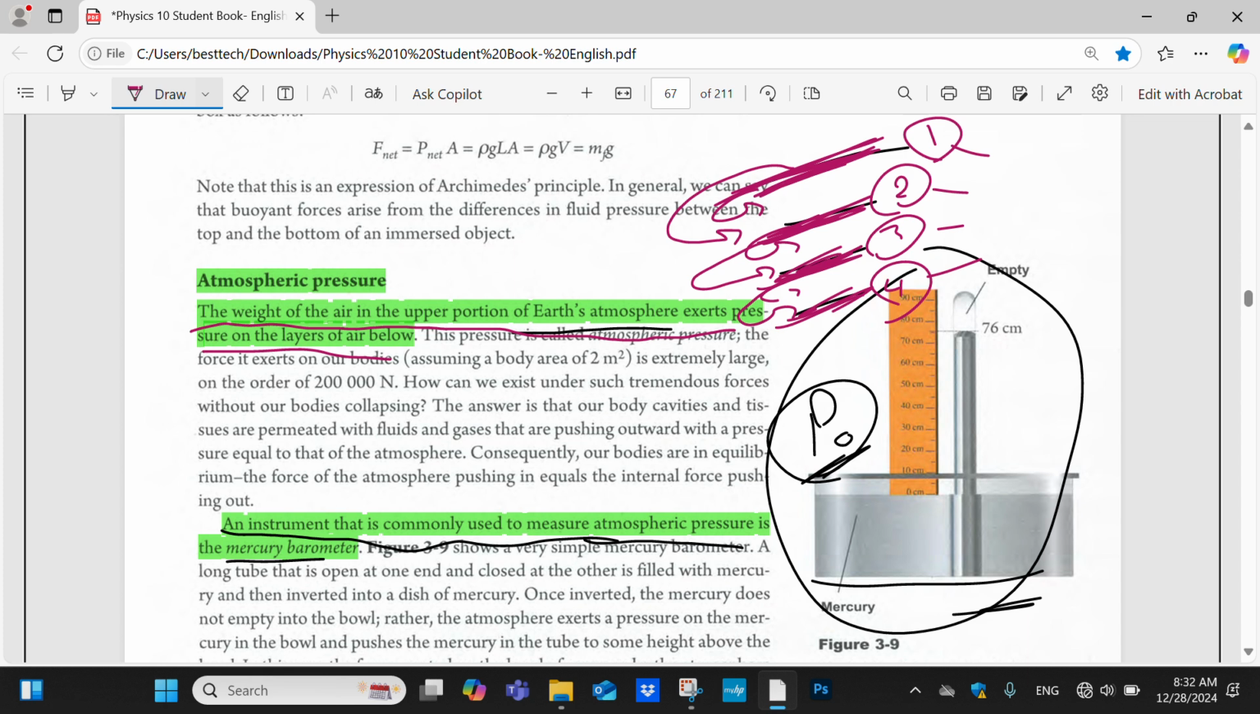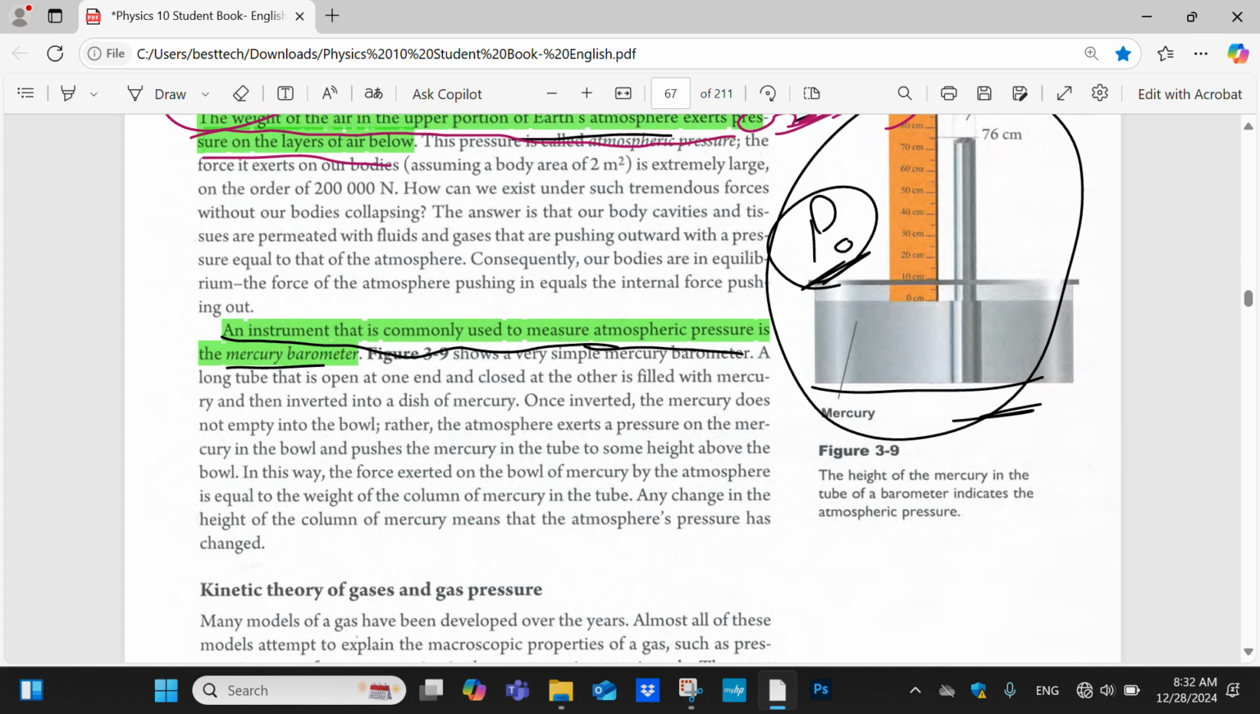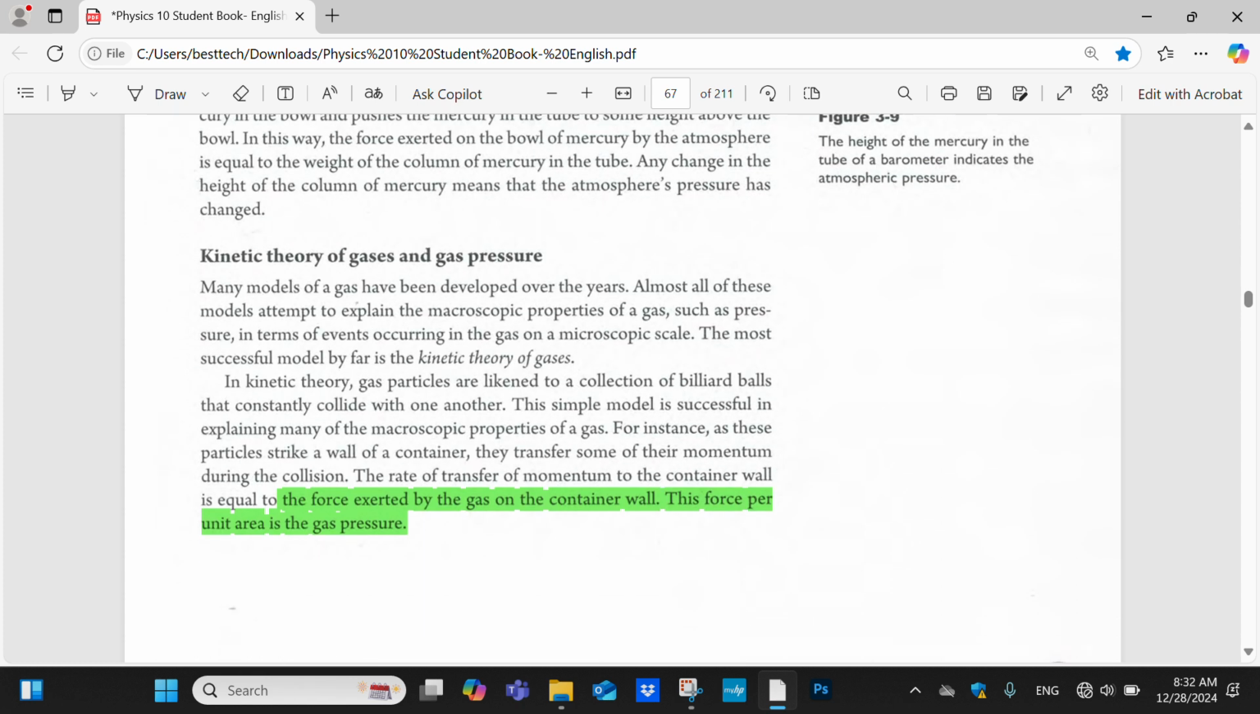So in general, just understand that atmospheric pressure is the pressure the layers of the atmosphere exert on the layers below. One by one each layer makes a pressure on the next layer, and this is called atmospheric pressure only. Just understand the definition. Next, kinetic theory of gas pressure.